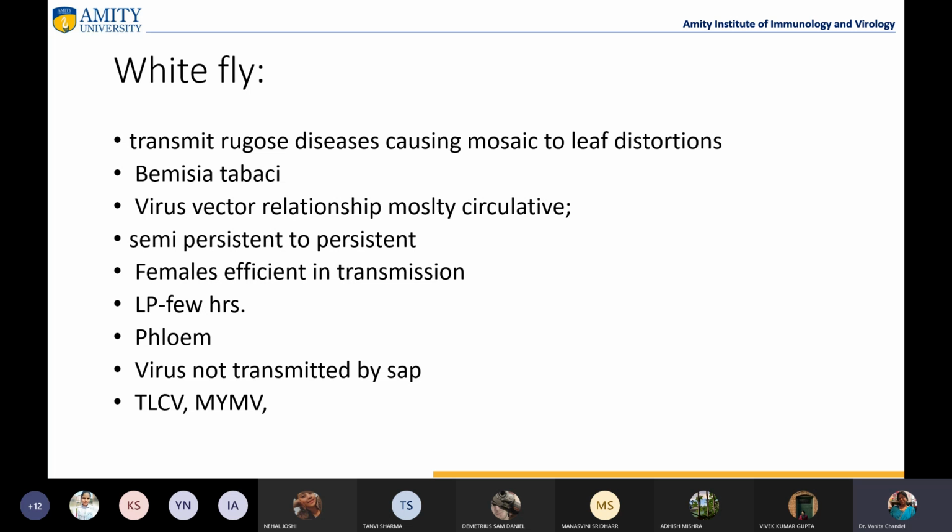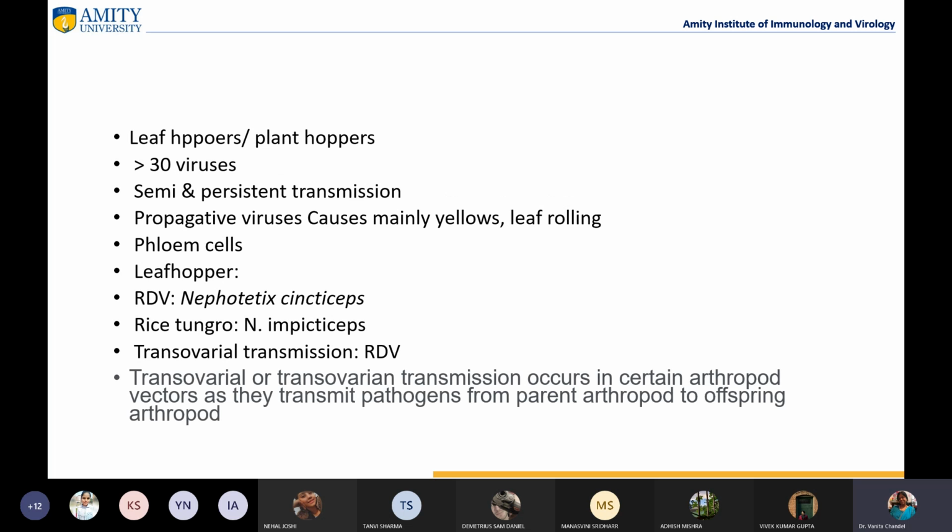We need to rear whiteflies. We need to feed them first on the infected plant, and then feed them on the healthy plant. This is how insect transmission is done. Tobacco leaf curl virus, mungbean yellow mosaic virus, all begomoviruses are transmitted by whiteflies. Then we have leafhoppers, more than 30 viruses, not many, but yes, around 30 to 35 viruses, with semi-persistent and persistent transmission, propagative viruses, leaf roll and yellowing symptoms, and they go to the phloem cells.